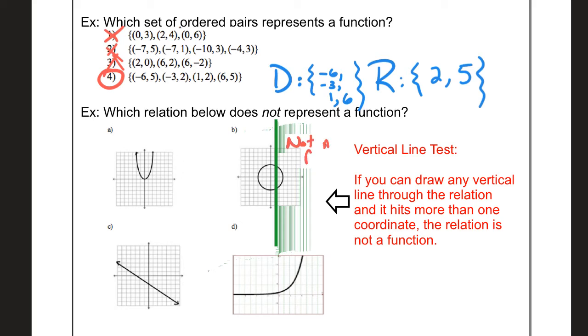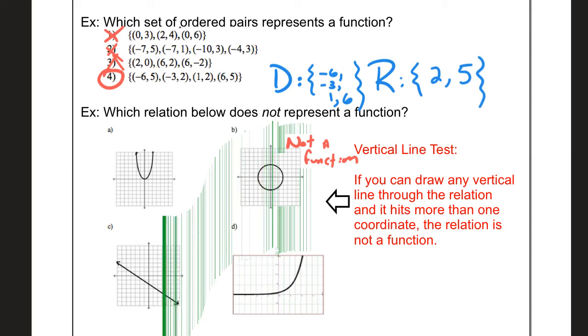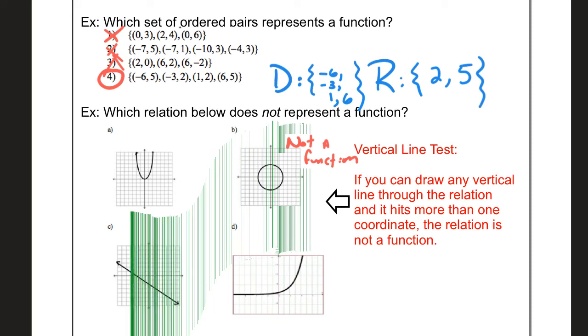And vice versa, if we're able to imagine a vertical line that will only touch the graph once, no matter where we put it, then it is a function. So like choice C, this diagonal line, no matter where I put it, how many times is my green vertical line touching it? It's only touching it once. So this passes the vertical line test, and it therefore is a function.